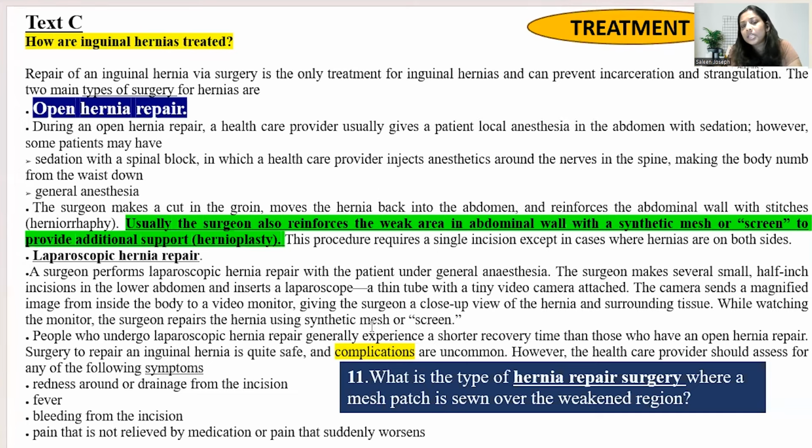You can write open hernia repair, because if you write open, the phrase is not complete. If you write laparoscopic, then it's complete. But when you write open, that phrase is not complete. Okay, clear. Thank you. Ma'am, number 6.